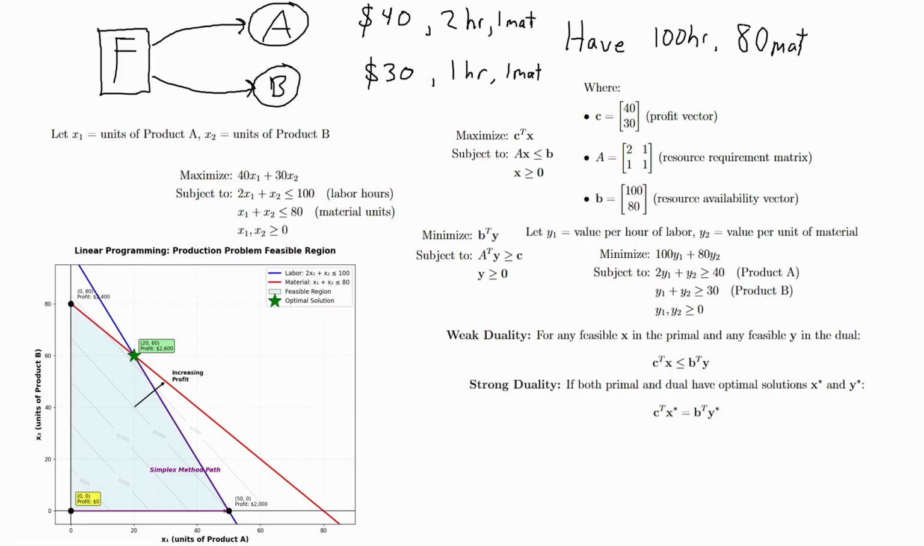Finally, for the strong duality theorem, if both problems have an optimal solution, then they have the same optimal value. The maximum profit of the primal equals the minimum resource value of the dual. This means that the maximum profit you can make from production equals exactly the minimum value you would accept for selling all those resources. So in other words, the primal tells you what to produce and the dual tells you what each resource is actually worth. In linear programming and more generally convex optimization, we see strong duality and weak duality show up everywhere.